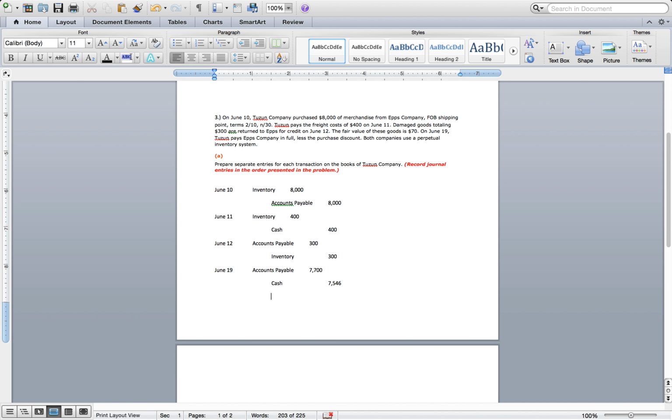Now the difference will go to inventory. We would put the difference to inventory of $154. You take the $7,700 minus $7,546. The difference goes to inventory because, again, we want inventory to reflect the amount we actually paid for it. We don't take into account how much it's worth. Even though it's worth $7,700, you want it at $7,546 because that's how much you actually paid for it.